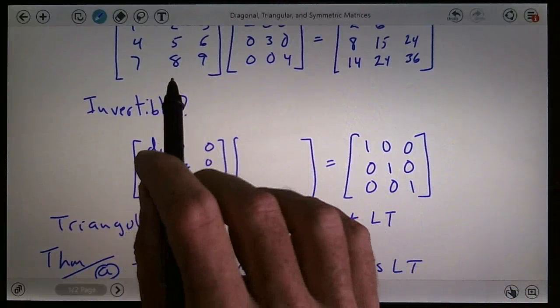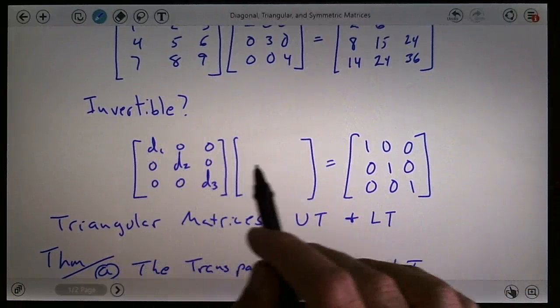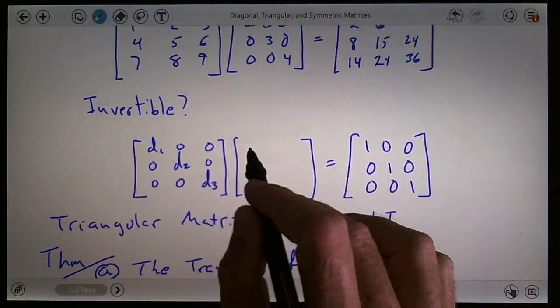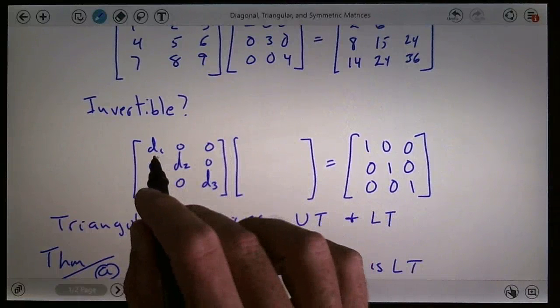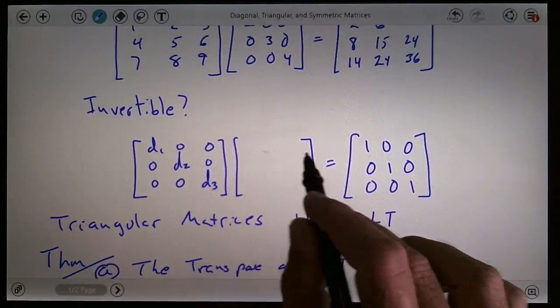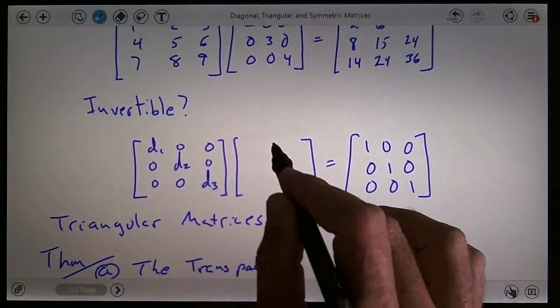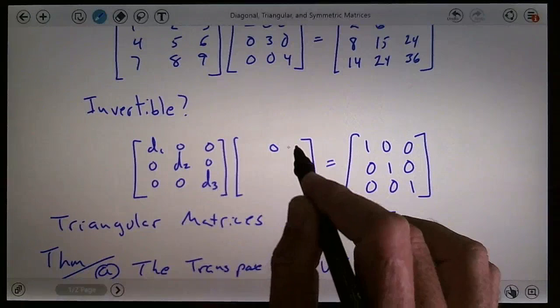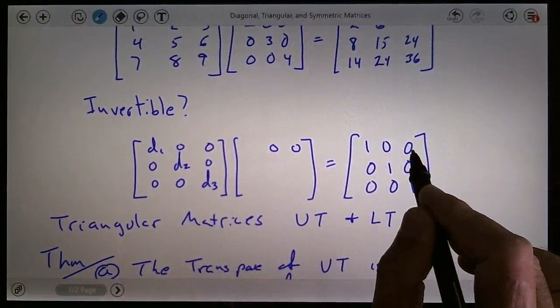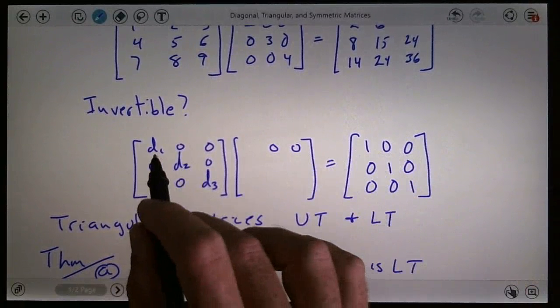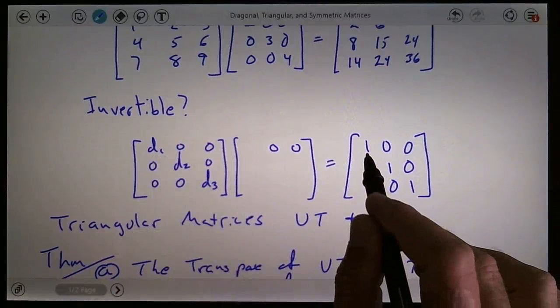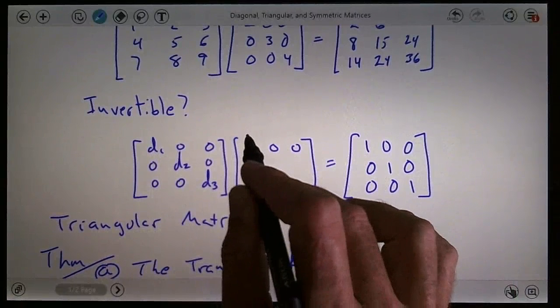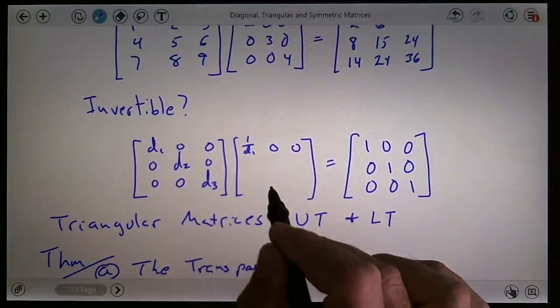Well, the thing is, I just figured out that multiplying by a diagonal matrix just multiplies the rows here. So I need a row that when I multiply it by d1 is going to be 1, 0, 0. Well, certainly, 0 and 0 have to be multiplied to end up with 0 and 0. But in order to take this d1 and multiply it by something to end up being 1, it's got to be 1 over d1.